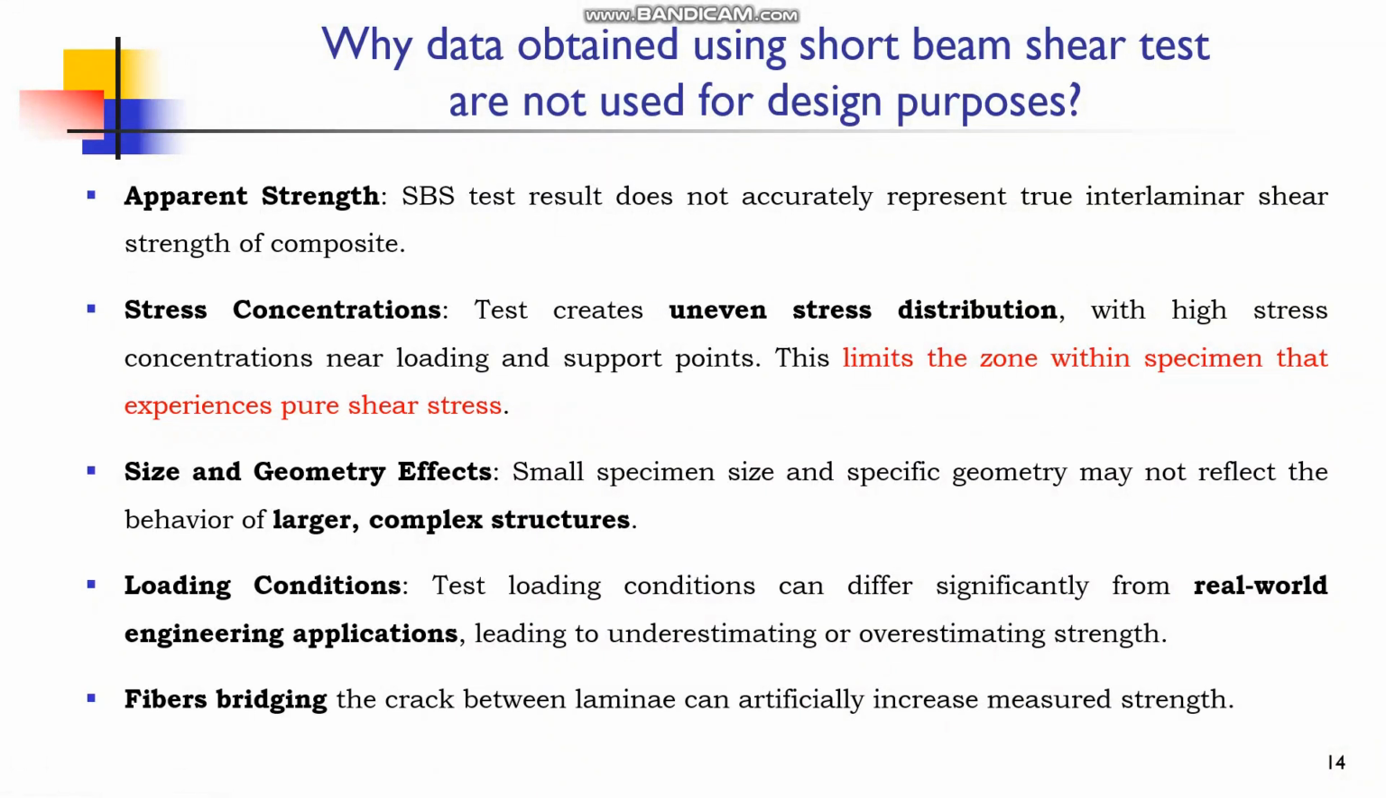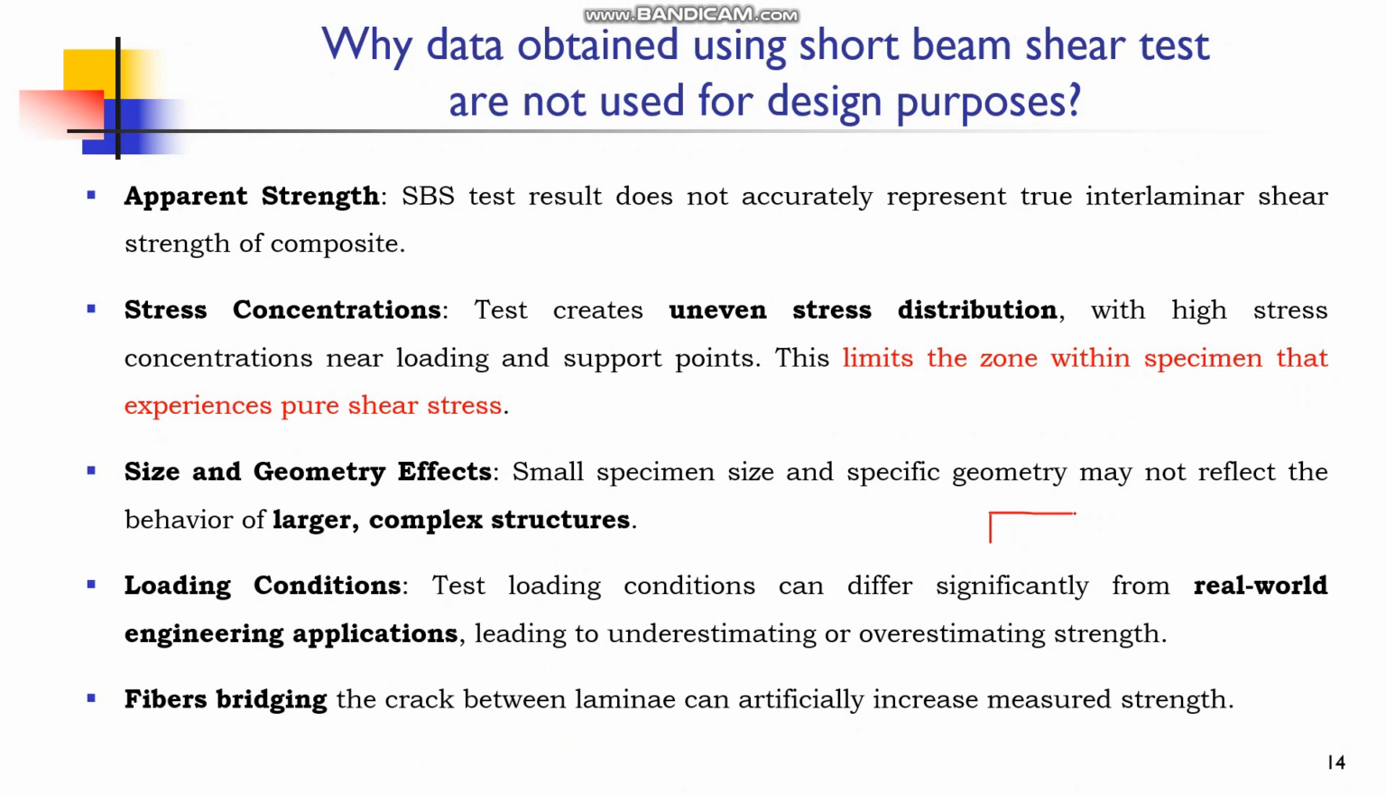The major reason is that short beam shear test results do not accurately represent the true interlaminar shear strength of the composite. The main reason could be limitations of the test method and other factors. The test method does not create even stress distribution within the specimen. Usually at the loading point and at the support point, the stress concentration could be more.